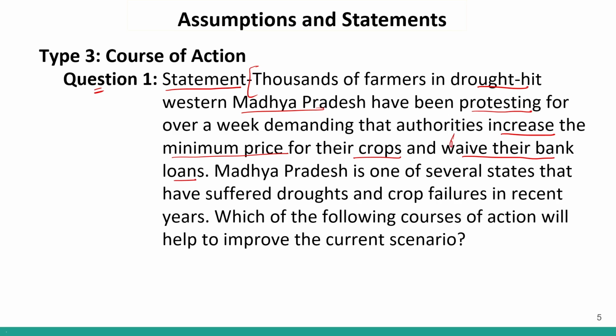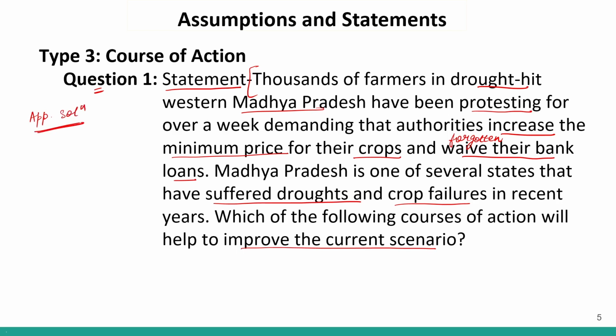Waived off means to be forgotten. Basically, they want the banks to forget their bank loans, to waive off their bank loans. Madhya Pradesh is one of the several states that have suffered droughts and crop failures in recent years. So it is given in the statement that Madhya Pradesh is one of the states that has been suffering from droughts. We have to decide which of the following courses of action will help to improve the current scenario. So, what should be the next step? What should be the appropriate solution to this problem?